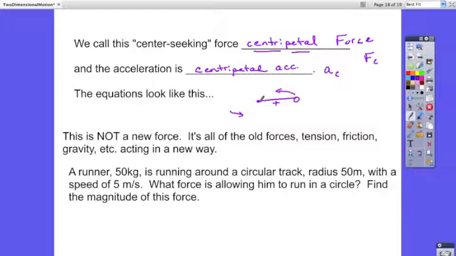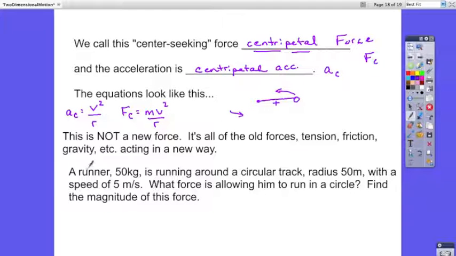Oh, the equation's important. Centripetal acceleration is equal to the velocity squared divided by the radius of your circle. Well, remember, Newton's second law says F equals ma. So centripetal force is just mass times centripetal acceleration. So it's mv squared over r. R is in meters, velocity will be in meters per second, and mass will be in kilograms.